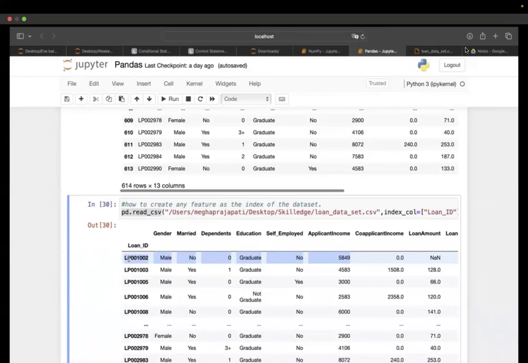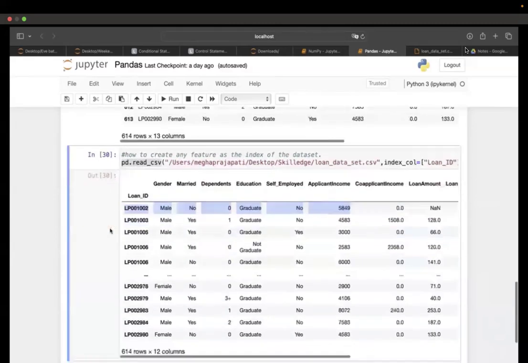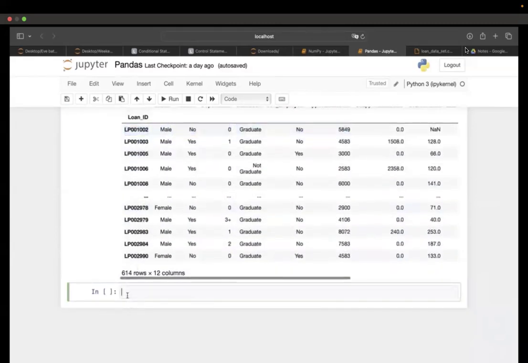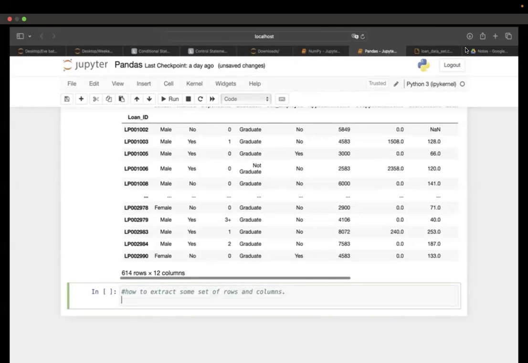Yes, any more questions? So let's move forward. Let's talk about how to extract some set of rows and columns. Suppose you have the data and you don't want the whole data set to be extracted. You just want some of the rows and some of the columns to get extracted.